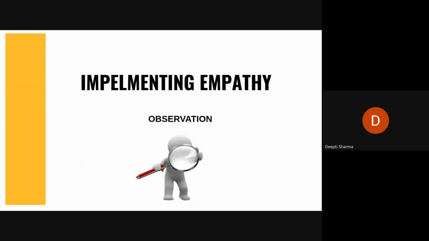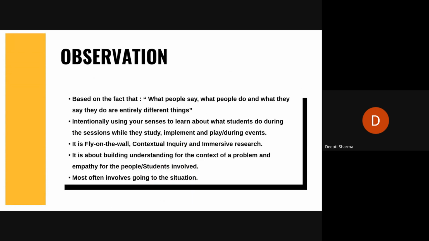Now let's implement empathy with the observation model. The observation process is based on the fact that what people say, what people do, and what they say they do are entirely different things. Observation should be done silently from the back, and we observe what students say and what they actually do. It means intentionally using your senses to learn about what students do during the sessions while they study, implement, and play or perform during the events.